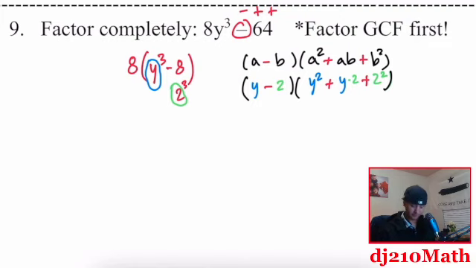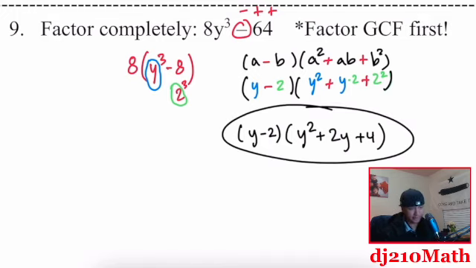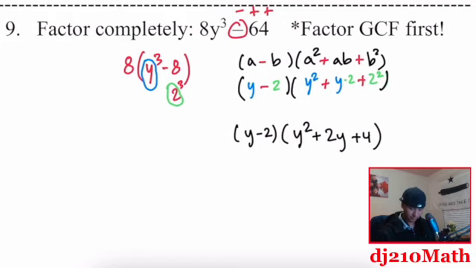So final answer would be 8 times y minus 2 times y squared plus 2y plus 4. Okay. Had you not factored out the 8 first, you would have got something completely different right here, and then you'd have to factor it again. But this is it, using a difference of cubes. All right.